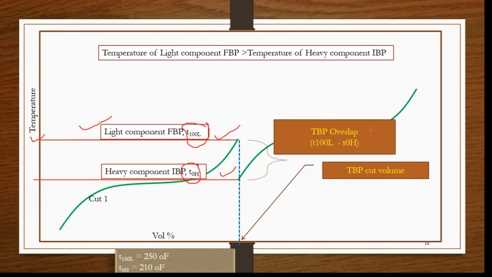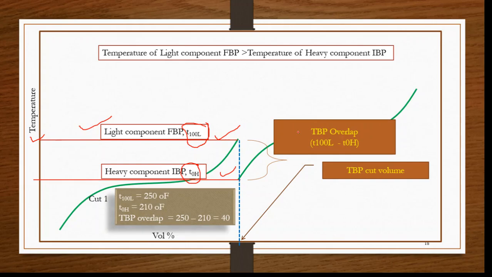Now come to the next point. Let us take an example of TVP overlap. Suppose 250 is the final boiling point of the light cut, and 210 is the initial boiling point of the heavy cut. Then what will be the TVP overlap? TVP overlap can be calculated as 250 minus 210, so the difference comes to around 40 degrees Celsius. In this way we can find out the TVP overlap.